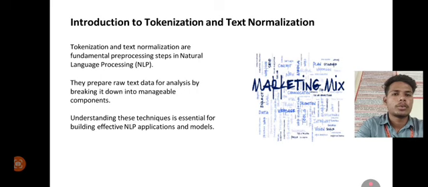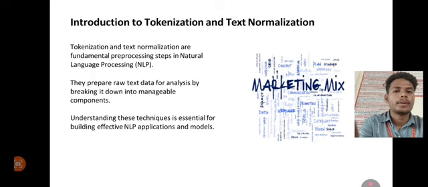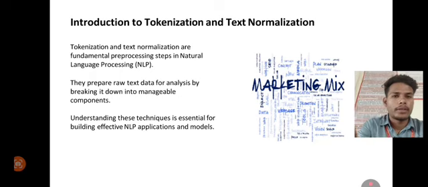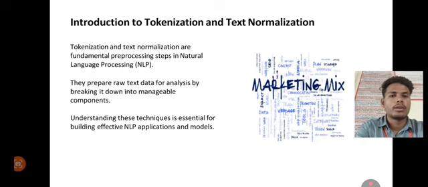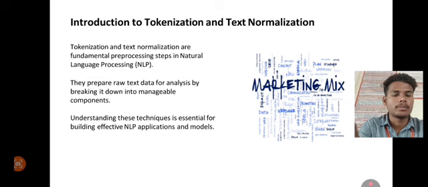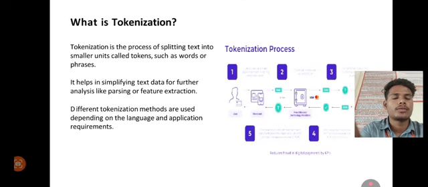Tokenization and text normalization are fundamental processing steps in natural language processing. They prepare raw text data for analysis, breaking it down into manageable components. Understanding these techniques is essential for building effective NLP applications and models. The next slide goes to what is tokenization.